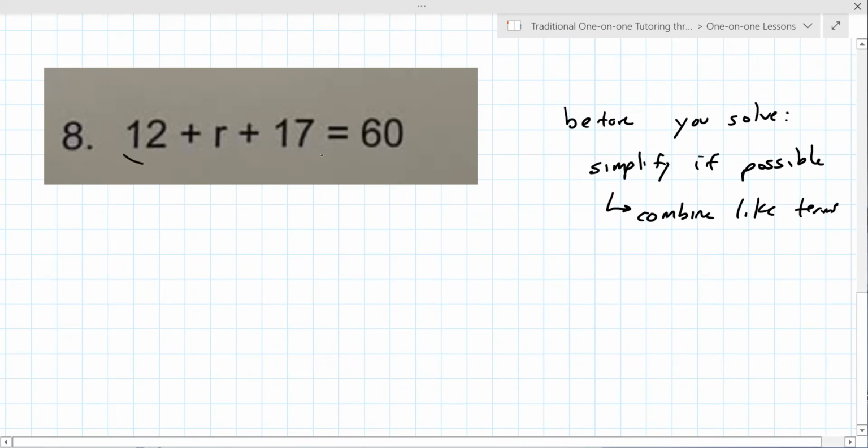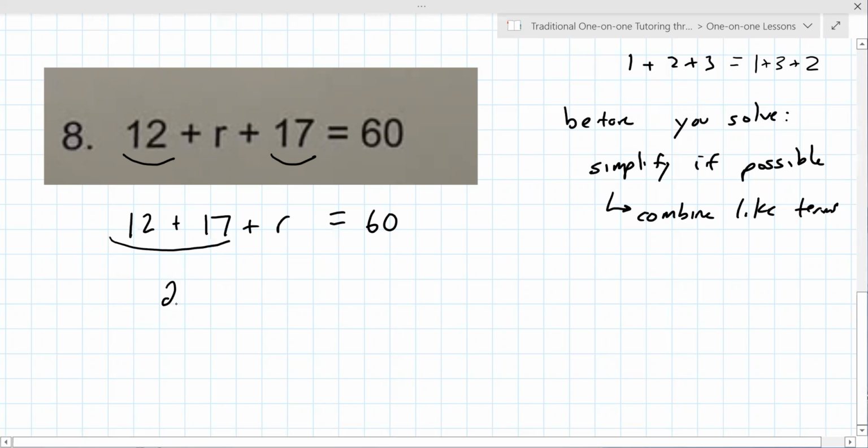So this 12 and this 17, they are like terms. It's okay that they're not next to each other because you can make them next to each other. Addition is commutative, which means the order doesn't matter. If you ever need help with that, take a simple example: is 1 plus 2 plus 3 the same as 1 plus 3 plus 2? Yeah, it is. So 12 plus 17 is 29. Plus r equals 60. And now this is an equation you can solve.